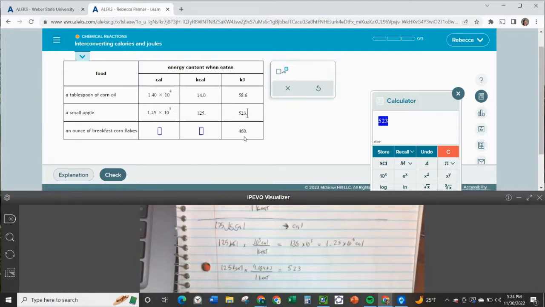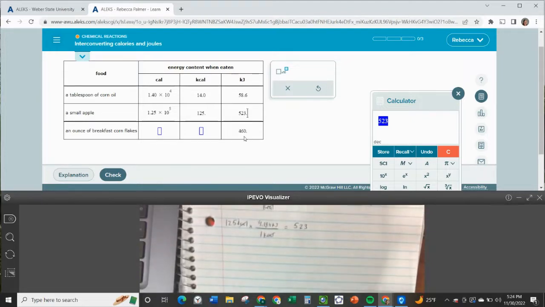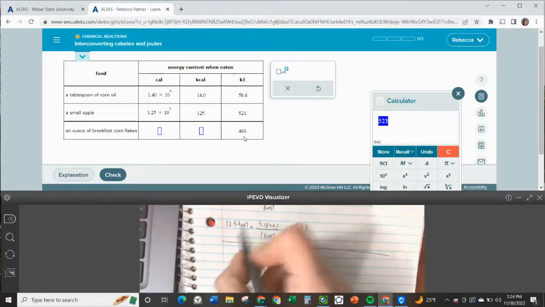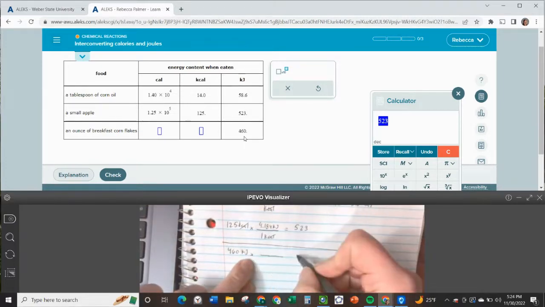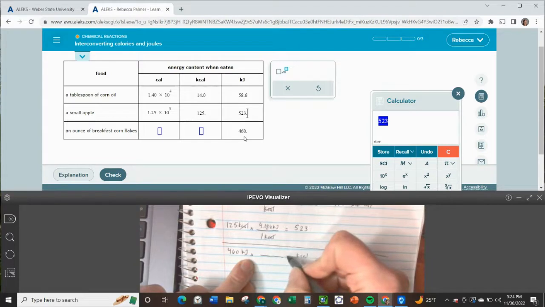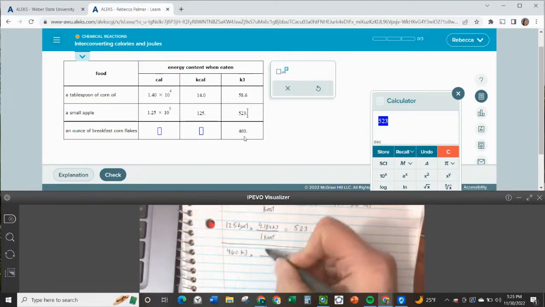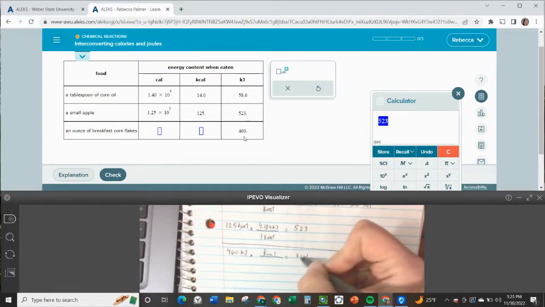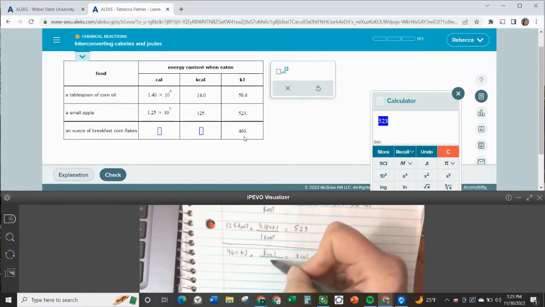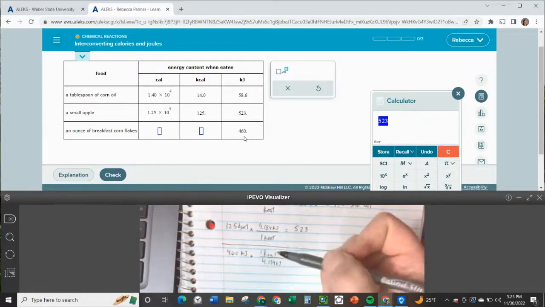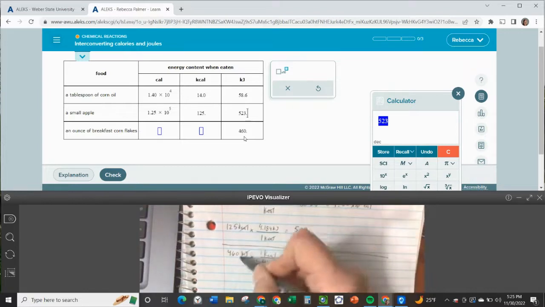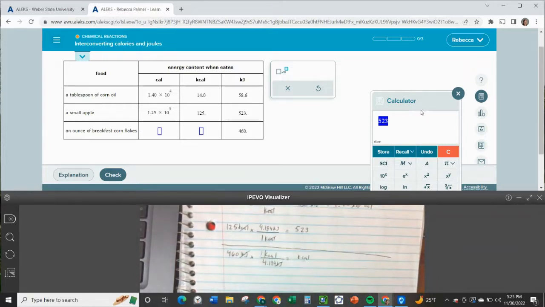All right, so this last one, we're going backwards. So we have 460 kilojoules. We need to get that into kilocalories first. So we need kilocalories on the top so that it ends up at the end. And then we need to cancel out kilojoules, and it says 4.184 kilojoules per kilocalorie. So remember, that's just our conversion factor. So kilojoules cancels, we'll divide.